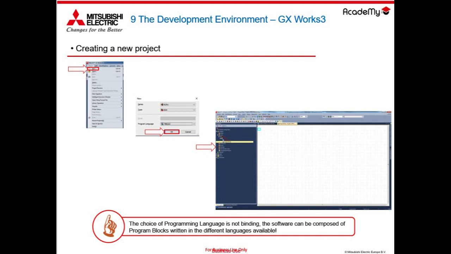However, it is good to say that the choice of programming language isn't binding. The software can be composed of program blocks written in the different available languages. So in addition to the first, we can add other programming containers in a different programming language from the first. So we can compose our project of more programs, for each of which we choose the appropriate programming language.